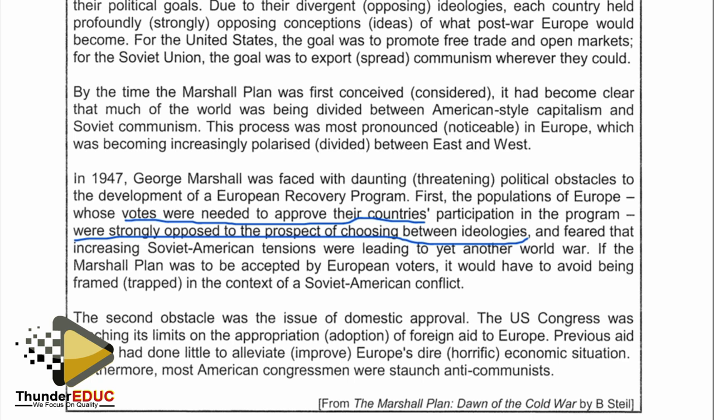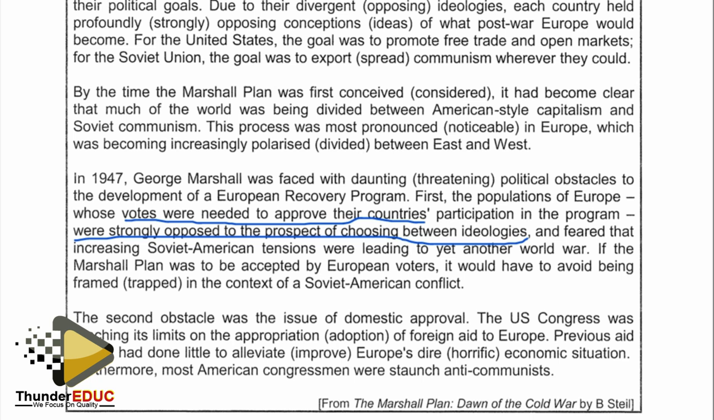So it was one challenge, the issue of the votes that were needed, which in some instances would go against or oppose the prospect of choosing between the ideologies. It meant if people were inclined towards communism, they would vote against the country adopting the Marshall Plan. So that was a challenge for the implementation of the Marshall Plan according to what is indicated there.